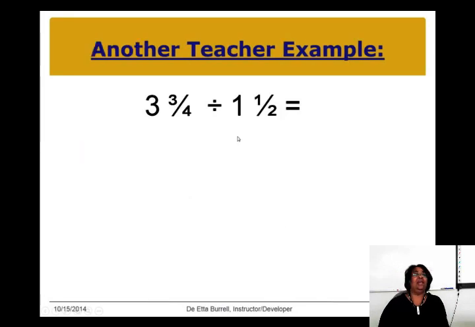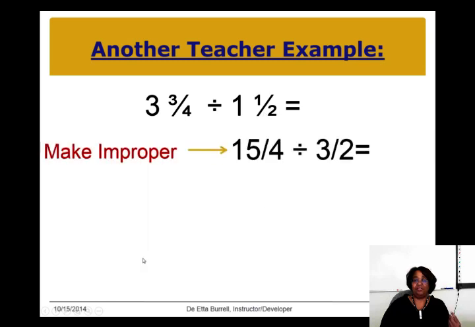Here's another one. I have 2 mixed numbers this time. So the first step is to make any whole numbers and any mixed numbers improper. So we need to make these 2 mixed numbers improper first. So 3 and 3/4 becomes 4 times 3 is 12, plus 3 is 15, so that'll be 15 over 4. And then this one is going to be 3 over 2. So let's rewrite it. 15 over 4 divided by 3 over 2. That's the first step.